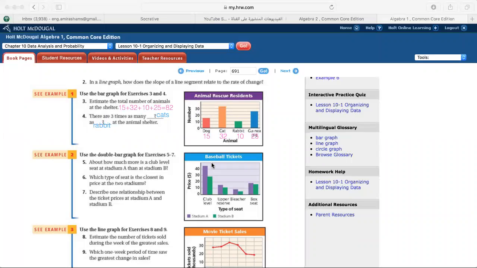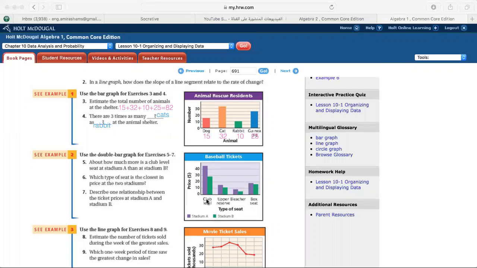Okay, so I have here baseball tickets: the type of seat and the price. I have a baseball match, and the types of seats. Is it in the front? Is it at the back? Whatever it is, and the price. I have a key down. When it comes to a double bar graph or a double line graph, I must have a key down. So the purple one shows Stadium A and green shows Stadium B.